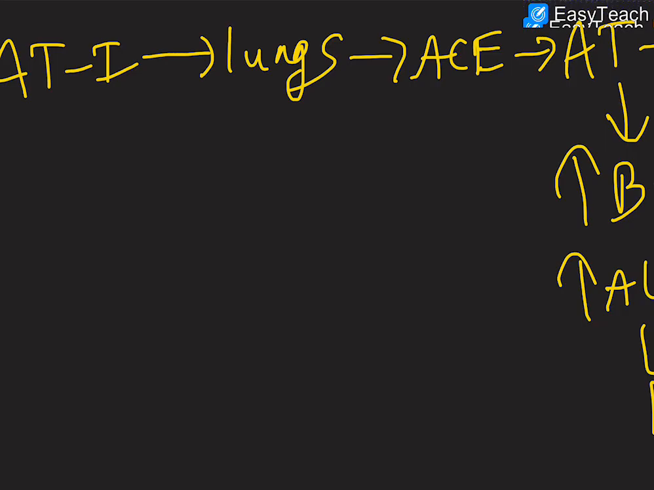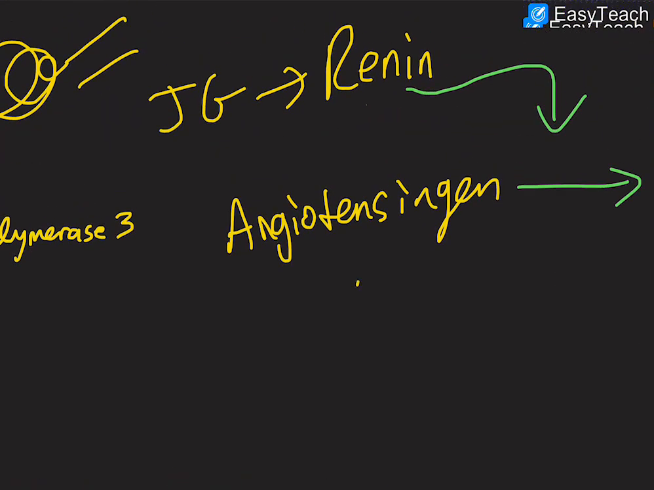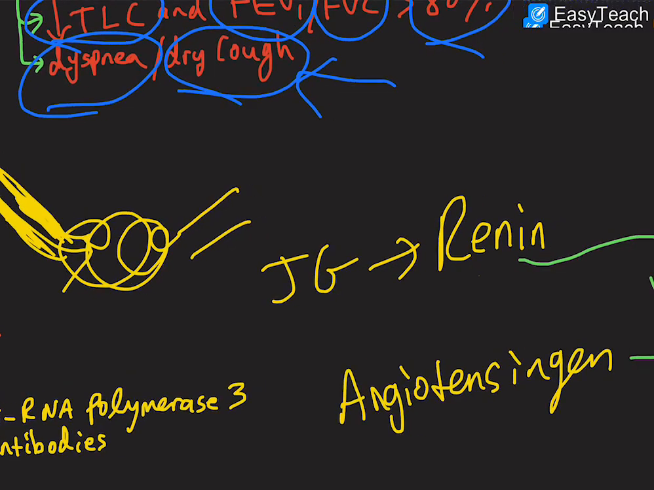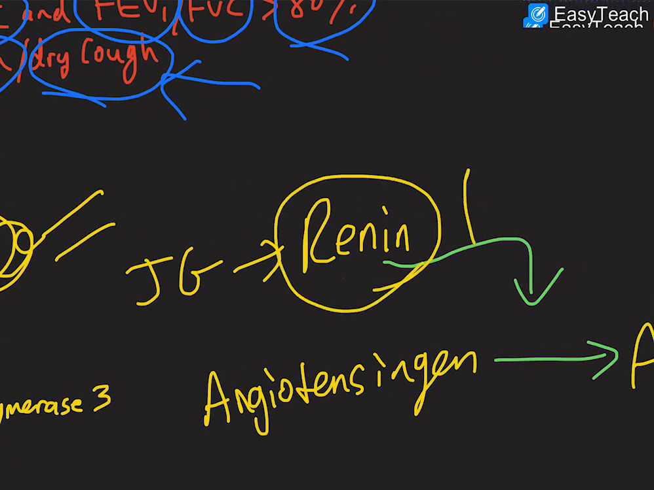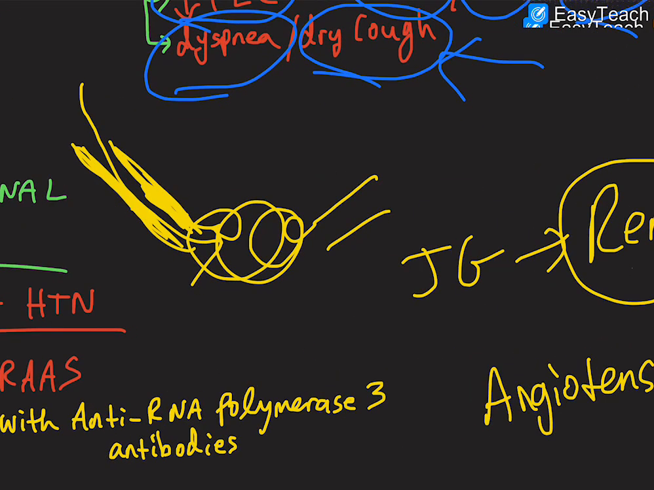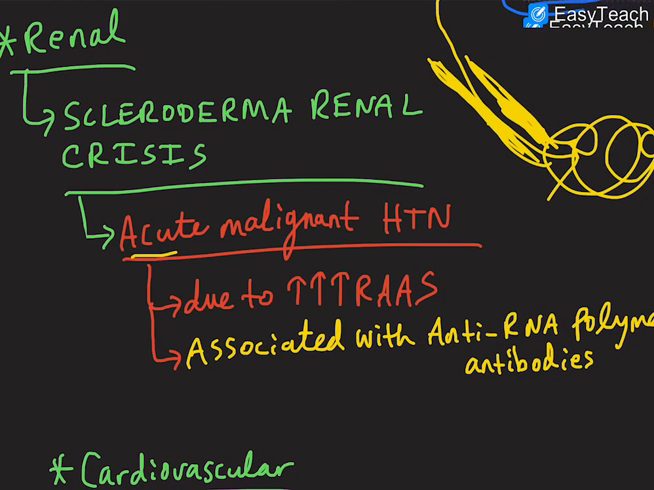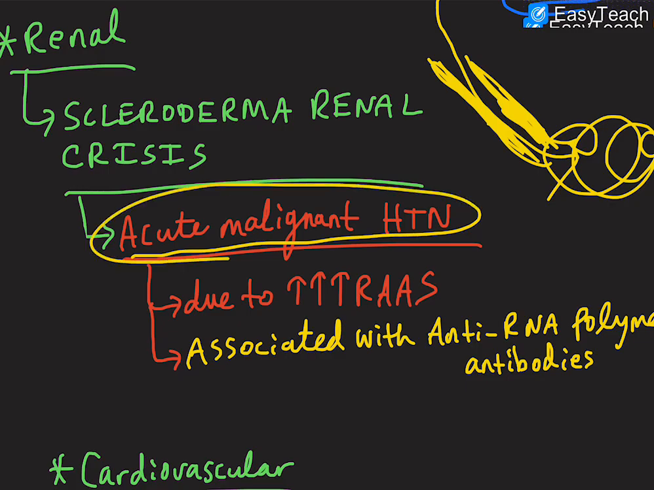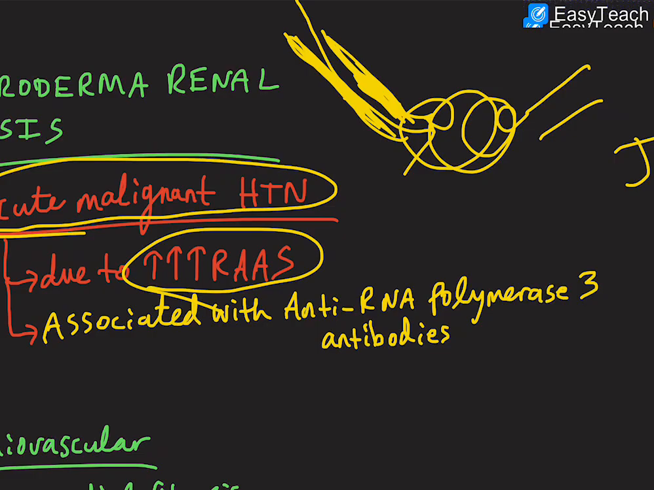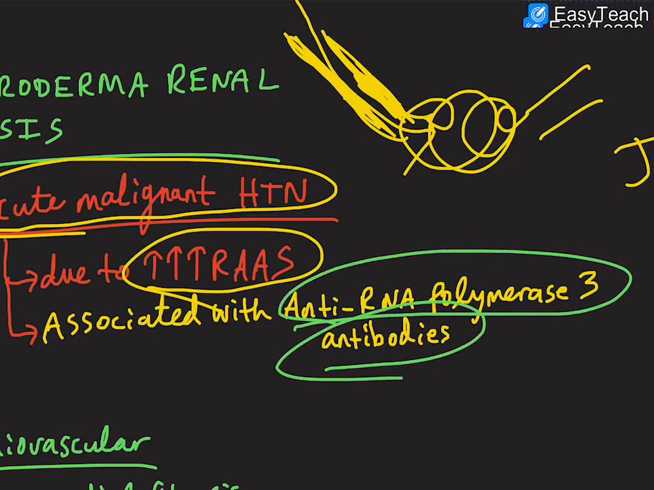So if you're getting massive amounts of renin release because of the narrowing of your renal arterioles, then massive amounts of renin means really high blood pressure. Therefore, this is called scleroderma renal crisis, because it leads to acute malignant hypertension, really high blood pressure. Why did that happen? Due to the increase in the renin, angiotensin, aldosterone system, which you just talked about. And it's really important to know that this scleroderma renal crisis is associated with the anti-RNA polymerase 3 antibodies. Okay, so that's important to keep in mind.